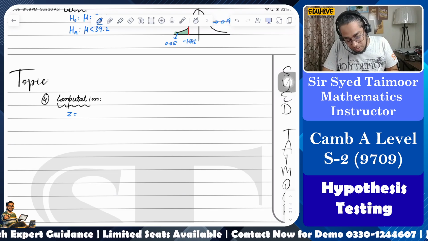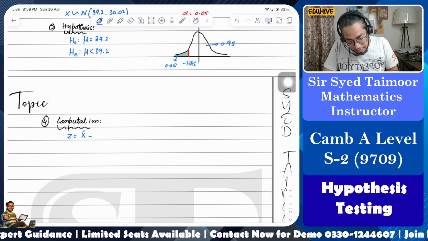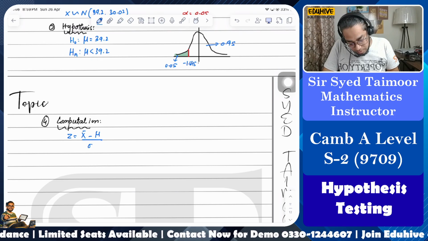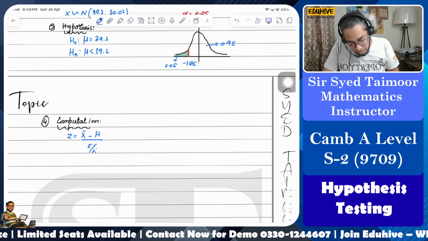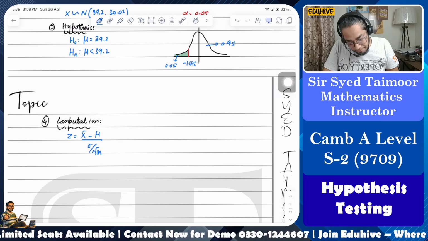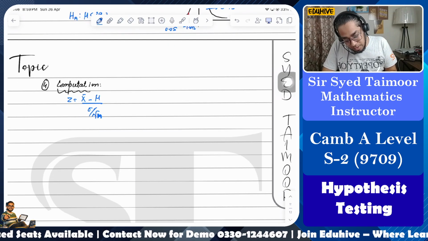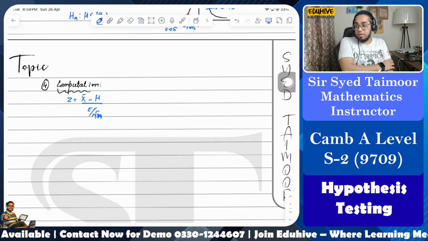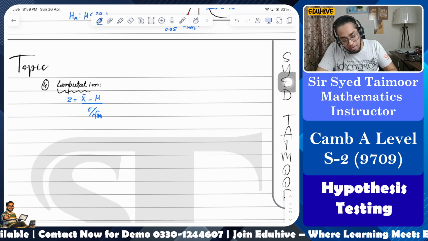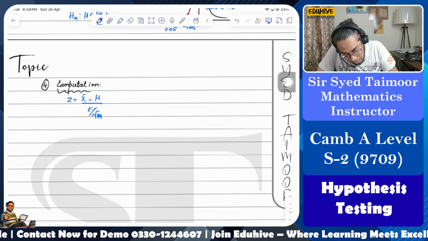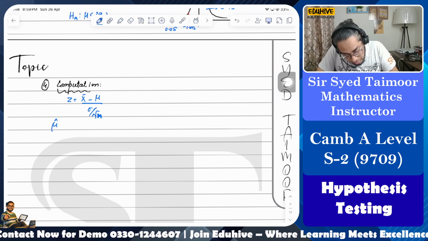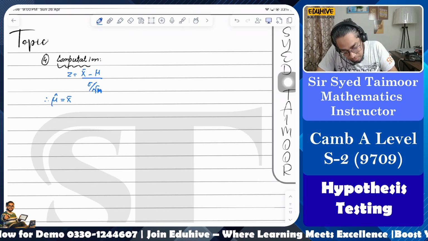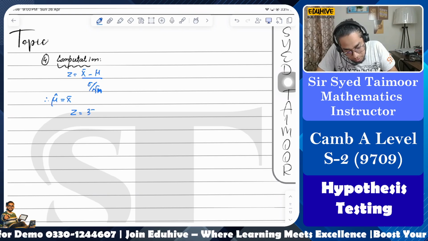So Z was equal to x bar minus mu divided by sigma over under root of n. So now our x bar will be replaced by the estimated mean. We will write it over here, our unbiased estimate will be equal to x bar. So that was 37.6.